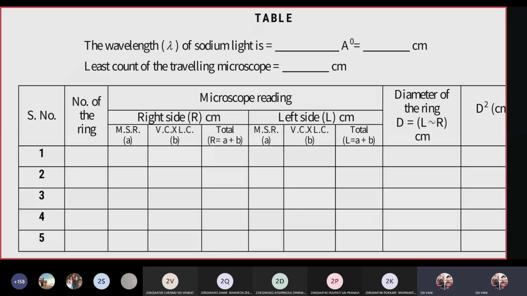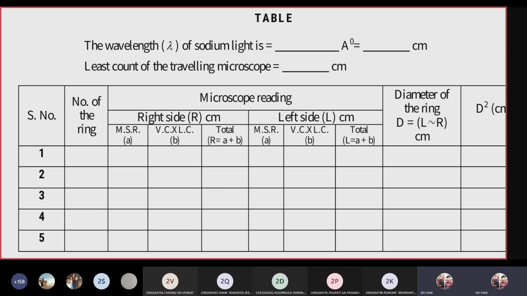Next one, least count of the traveling microscope. The traveling microscope consists of a main scale and a vernier scale. Already you are familiar with the main scale and vernier scale from lower classes, in vernier calipers. If any instrument has a main scale and vernier scale, then the formula to calculate least count is 1 MSD by total VSD. 1 MSD means 1 main scale division, and total VSD means the total number of vernier scale divisions.